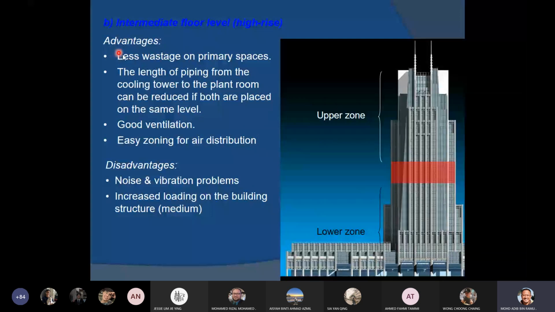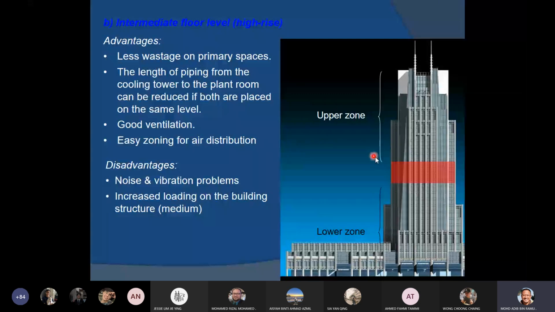So advantages: less wastage on primary spaces, similar to the rooftop. The length of piping from the cooling tower to the plant room can be reduced if both are placed on the same level. But if the block is like this, it's not possible. So unless the intermediate floor is bigger like this, then maybe it's still possible to have a cooling tower.